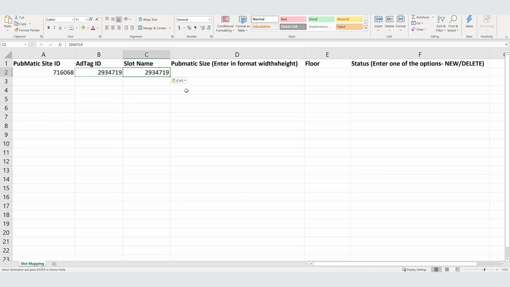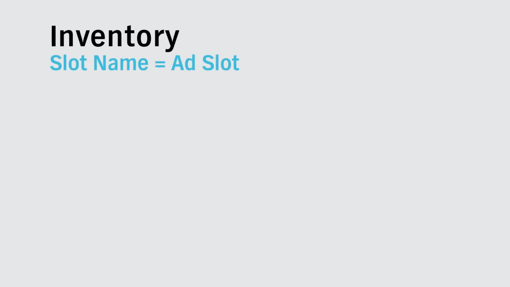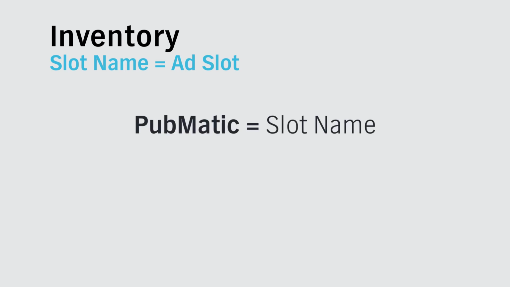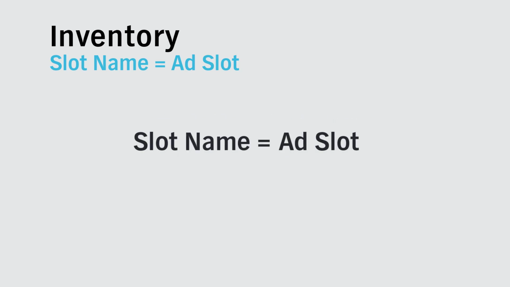By using a numerical value, we eliminate variations in case sensitivity, which makes locating the slot name simpler. It is important to note, when setting up your slot mapping entries, that the PubMatic slot name value is commonly referred to as the ad slot value in Prebid. So if you happen to come across this naming convention, just be aware that the slot name and ad slot values are the same.